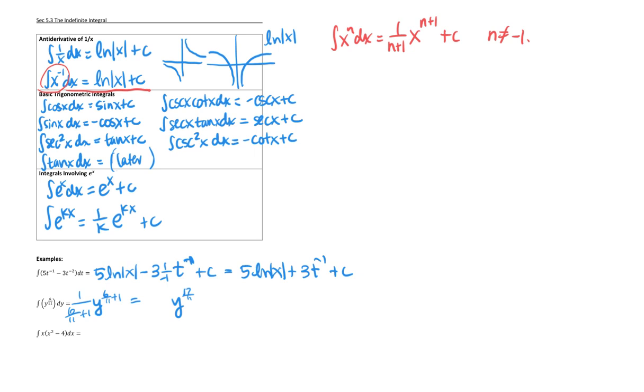And then if I do 1 over 17 elevenths, that's 11 seventeenths. And then plus c. This one, you might think, oh, it looks like a product inside there. Maybe we need something like product rule. And we actually will have something like product rule for integrals. It's going to be called integration by parts, and that's something you'll do right at the beginning of Calculus 2.